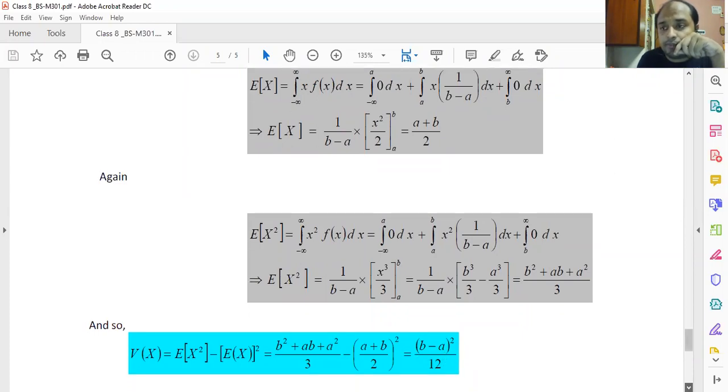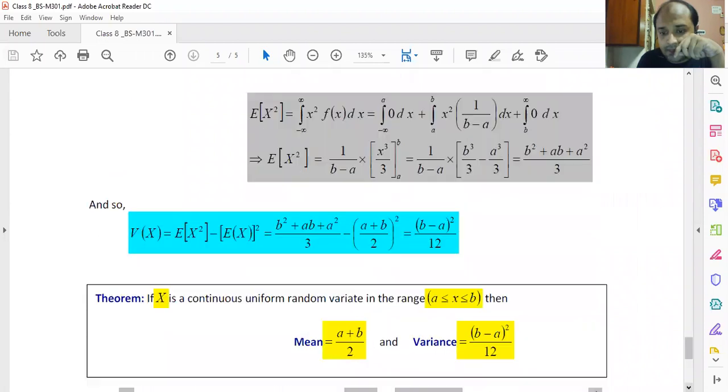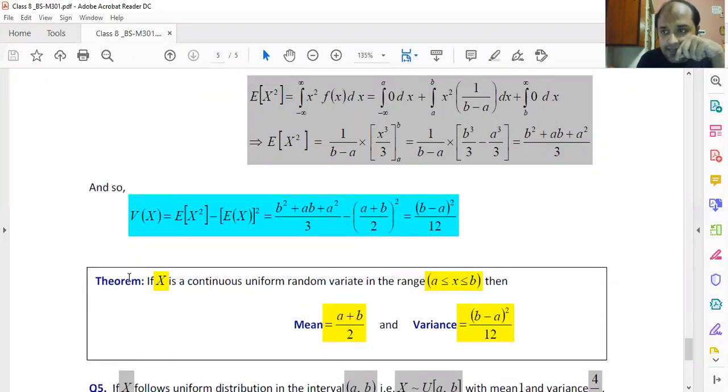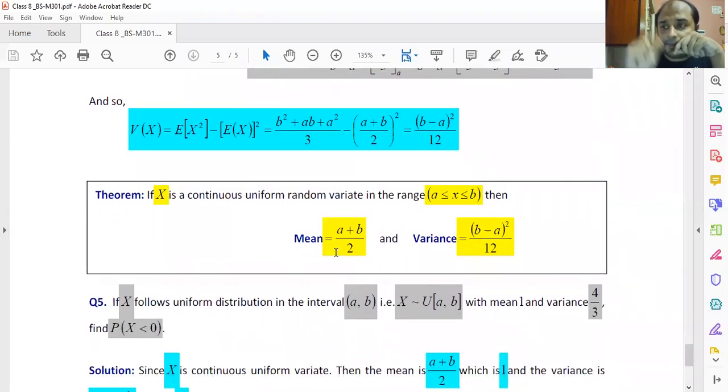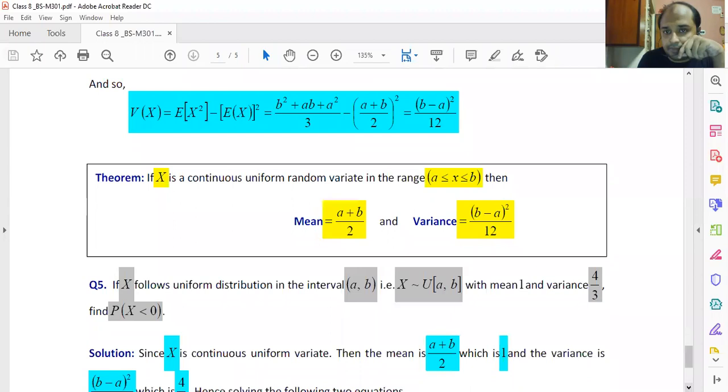So these are the two important results for a uniform random variable. I have noted this down over here as a theorem. The theorem says if capital X is a uniform random variable of continuous type, and its domain lies between a to b, where ab is a subinterval of the real line, then the mean of the variable is (a + b)/2, and the variance of the variable is (b - a)^2/12. This formula you have to keep in mind. I'm going to use this particular formula in the next example.